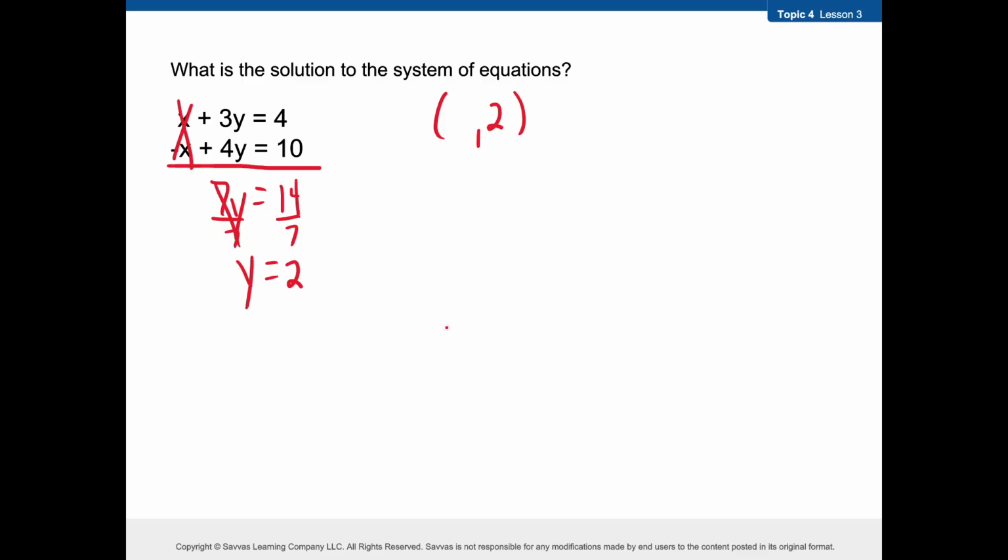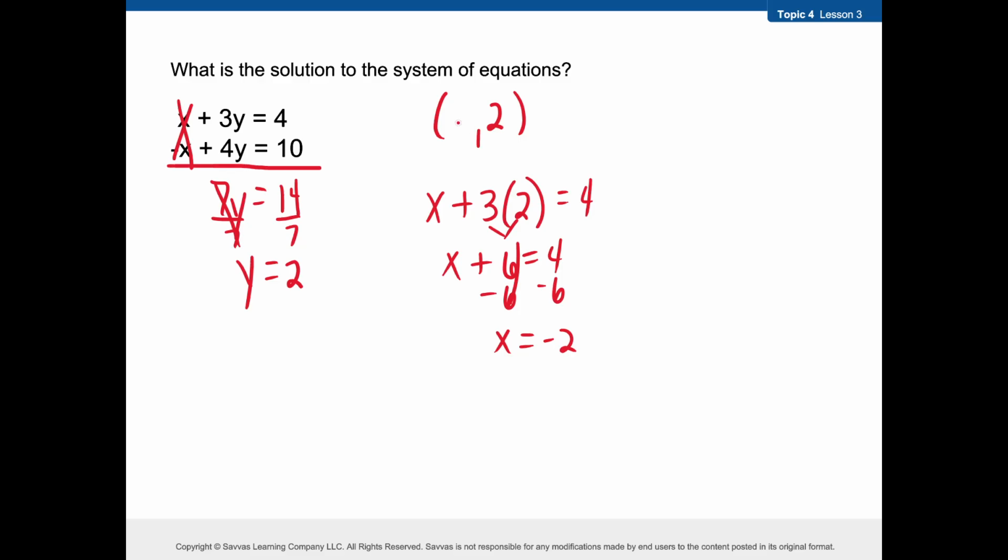Next, plug it back into either equation to find x. I'm going to use the top equation. So x plus 3 times my y value 2 equals 4. 3 times 2 is 6. Subtract 6 from both sides, and x equals negative 2. So my one solution to this system is (-2, 2).